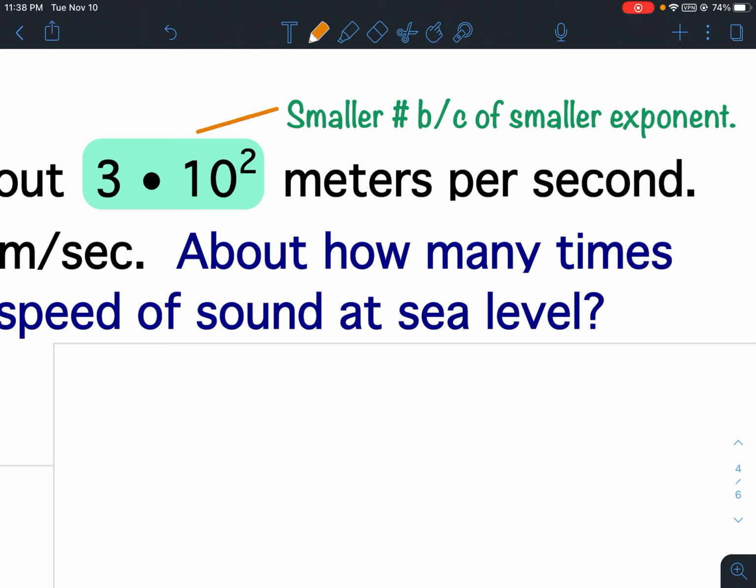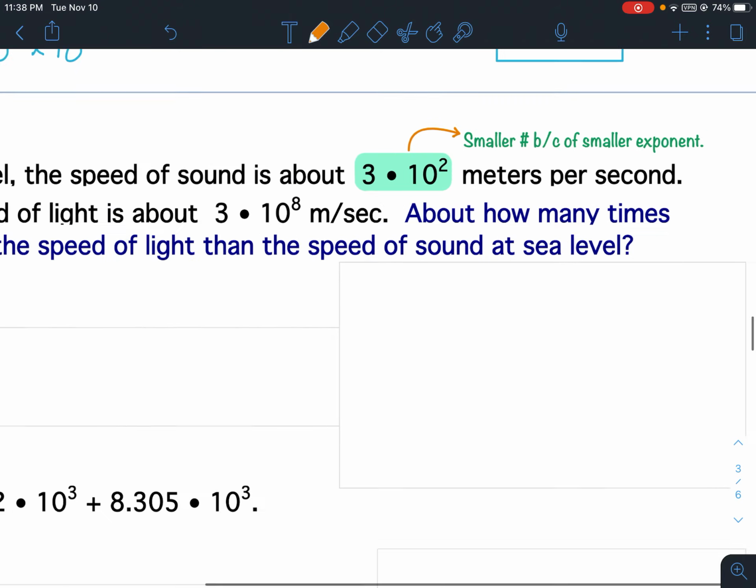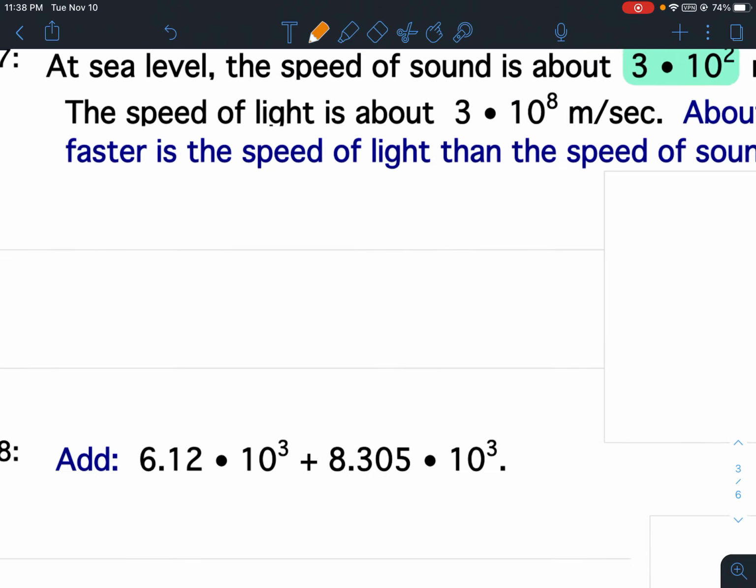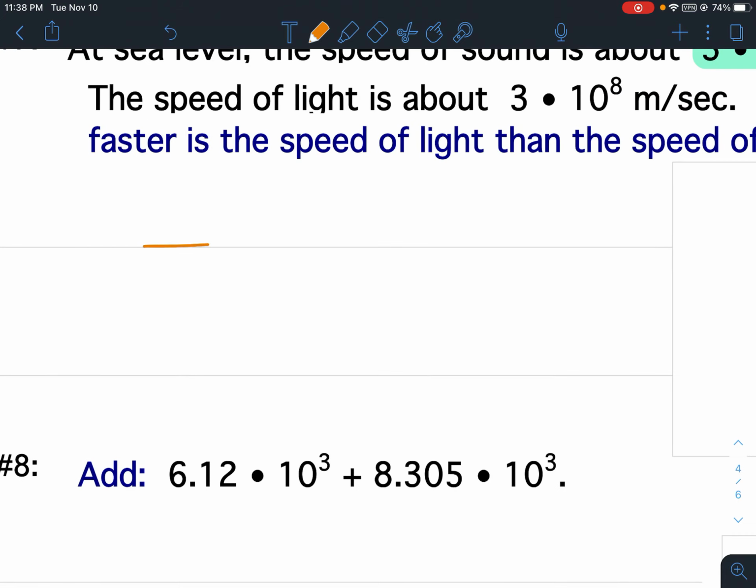and write this down. Okay, so we're going to take the 3 times 10 to the 8th and divide it by 3 times 10 to the second. Three times 10 to the 8th divided by 3 times 10 to the second.